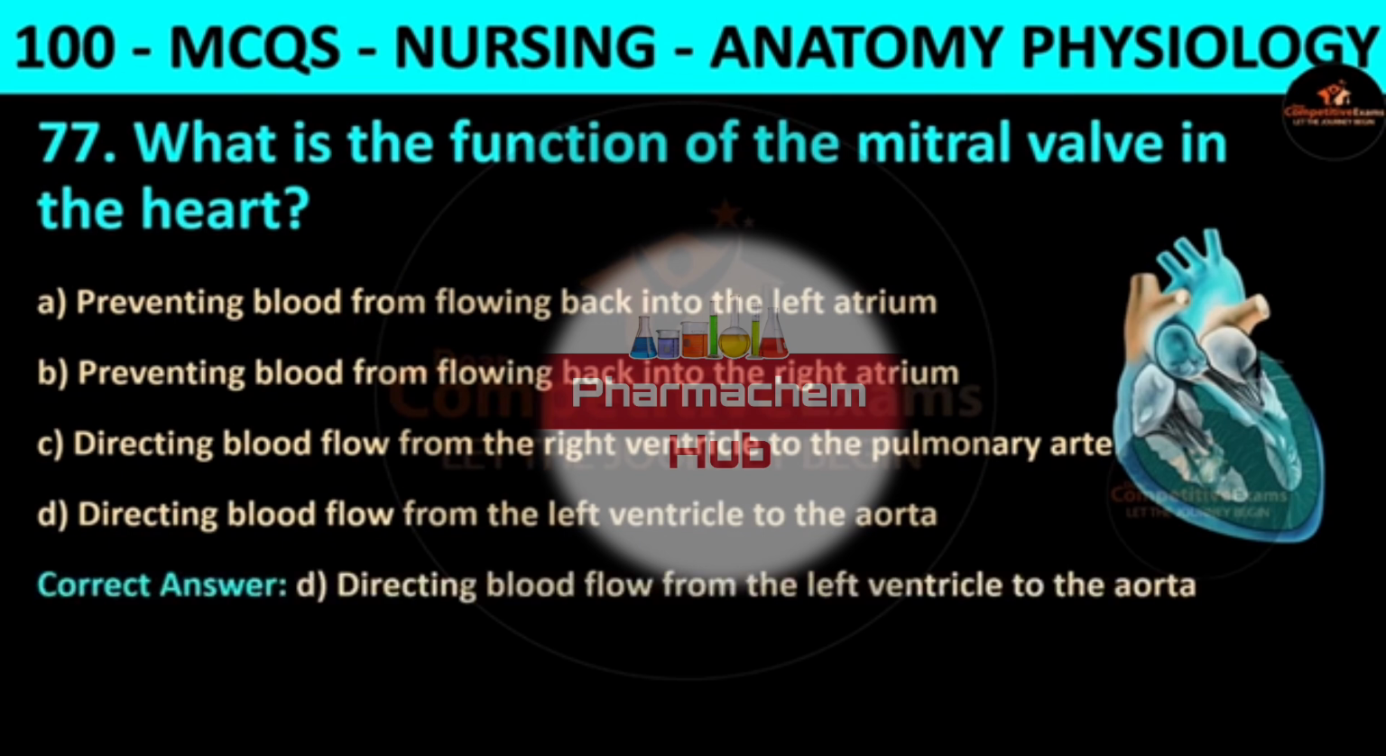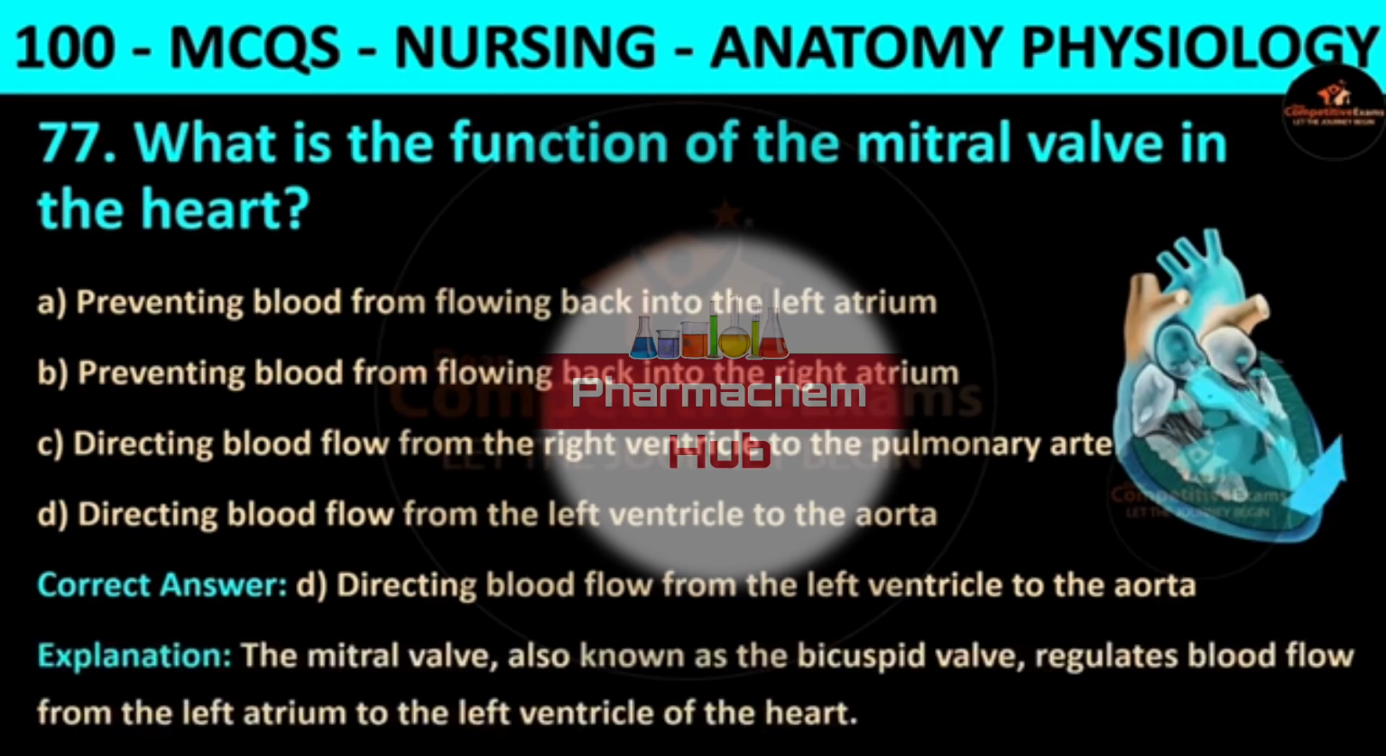The correct answer is D, that is directing blood flow from the left ventricle to the aorta. The mitral valve, also known as the bicuspid valve, regulates blood flow from the left atrium to the left ventricle of the heart.